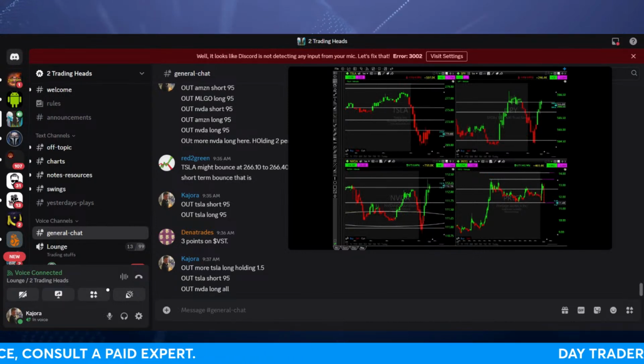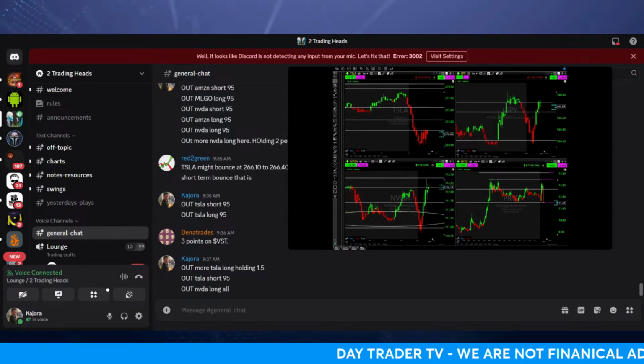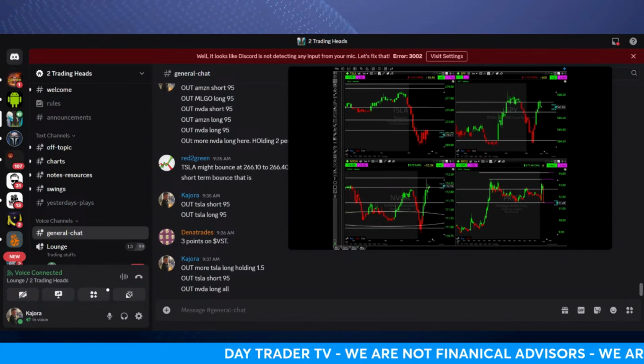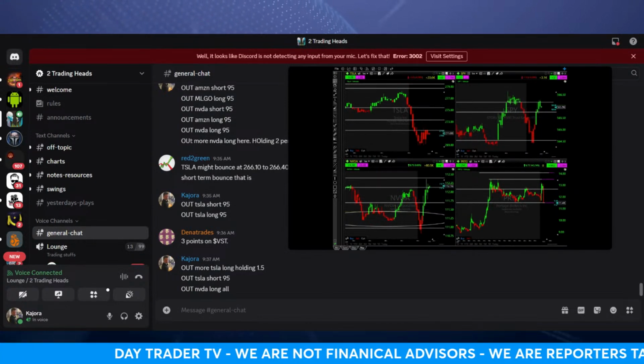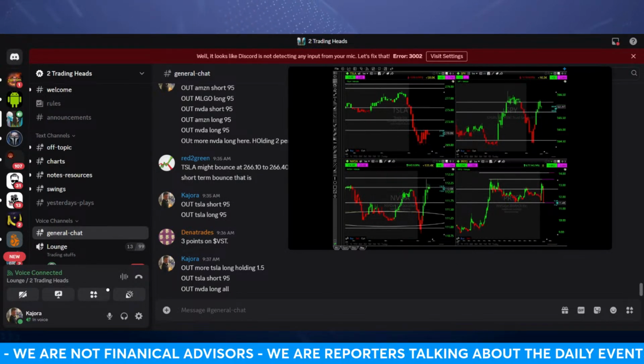Come on, Tesla, are you going to curl here or what? Right now, Tesla is testing that first resistance area. SPY's having issues breaking through. Same thing goes for NVIDIA right now.